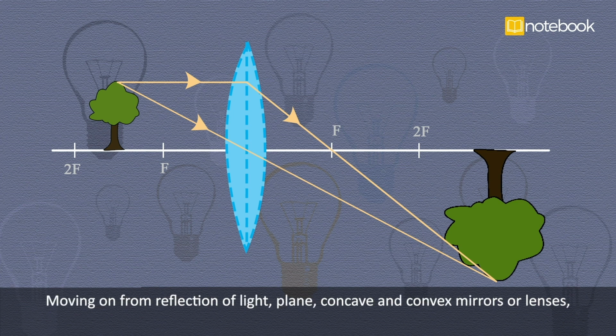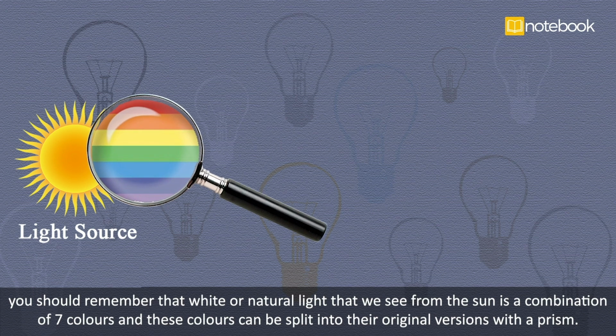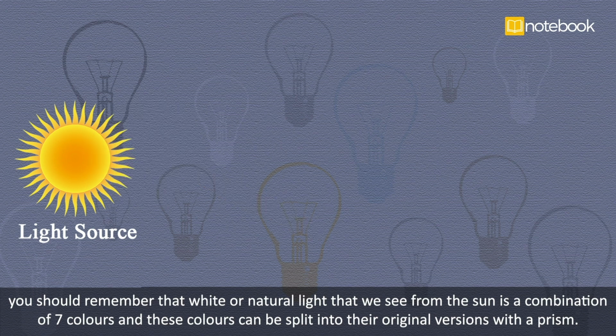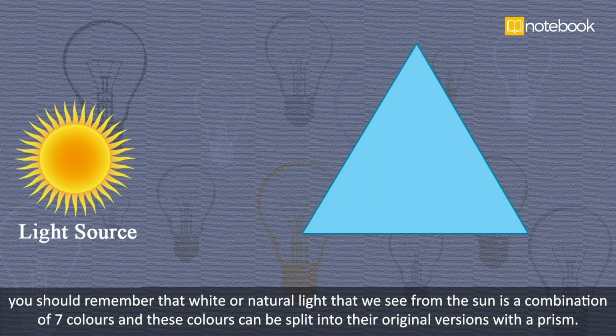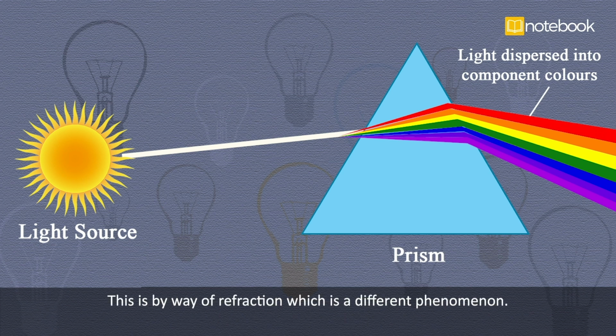Moving on from reflection of light, plane, concave and convex mirrors or lenses, you should remember that white or natural light that we see from the sun is a combination of 7 colors, and these colors can be split into the original versions with a prism. A prism shows light split into component colors and in the sequence in which it is shown. This is by way of refraction, which is a different phenomenon.